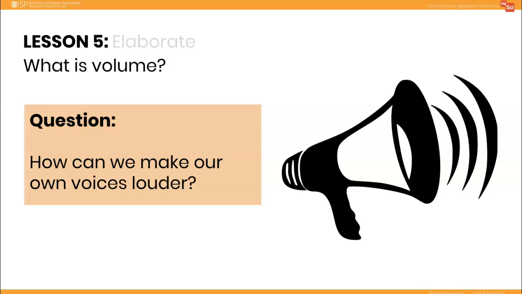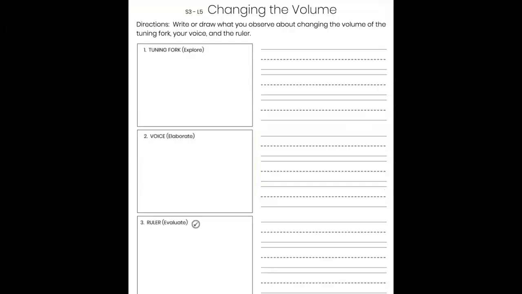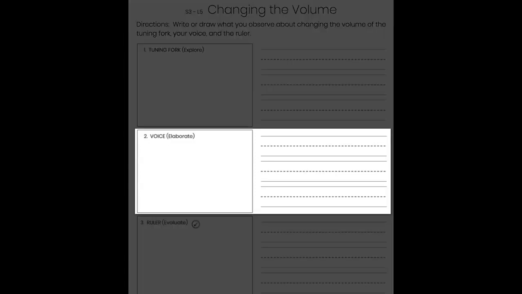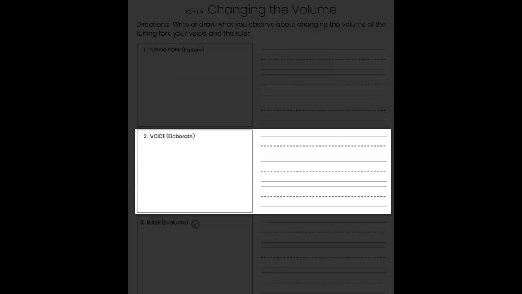Prompt your 2 volunteers to make noises at high and low decibels. As your student volunteers are changing the intensity of their voices, have your other students record their observations on changing the volume in their student journal.